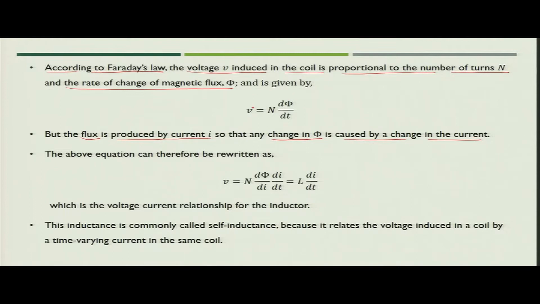Therefore, we can also say that any change in phi is caused by the change in current. So, we can rearrange this equation and write V equal to N d phi by di multiplied by di by dt. Now, this component is nothing but the inductance L. So, we can write V is nothing but L di by dt. This equation tells the voltage-current relationship for the inductor. This inductance is commonly called self inductance, because it relates the voltage induced in a coil to the time varying current in the same coil.